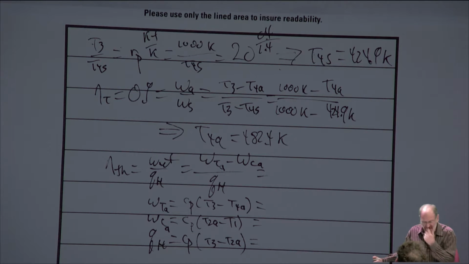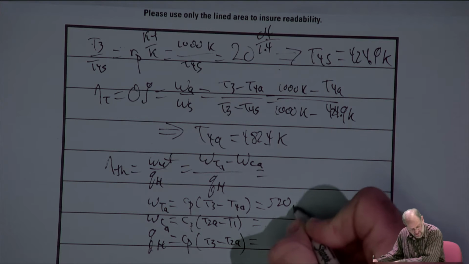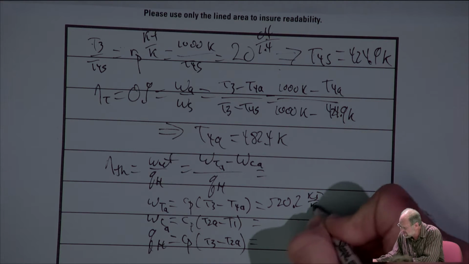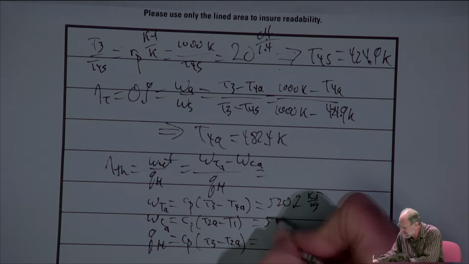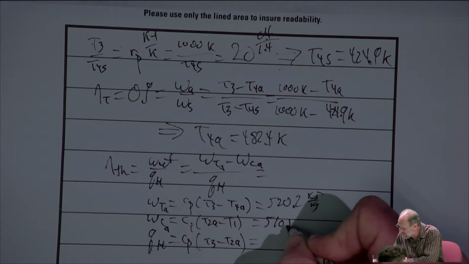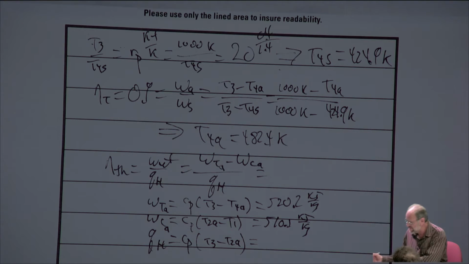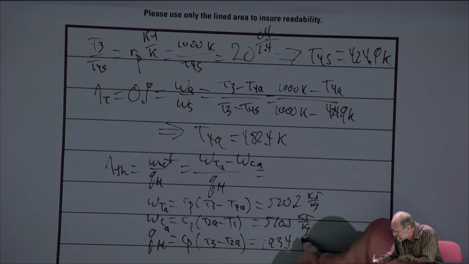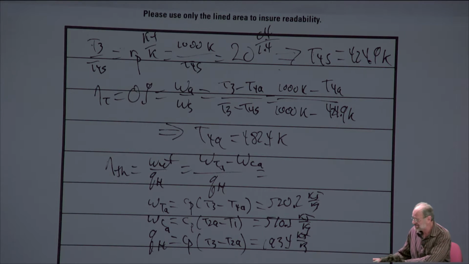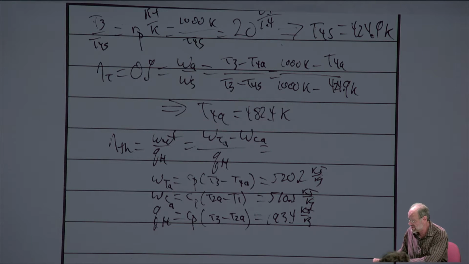Now again, we have the value of CP, we have the value of all of these temperatures. Just plug in all the numbers. We get 520.2 kilojoules per kilogram for the work out. We get 510.1 kilojoules per kilogram for the work in to the compressor. And then the heat input is 193.4 kilojoules per kilogram. Once we have this information, now we can find the thermodynamic efficiency.